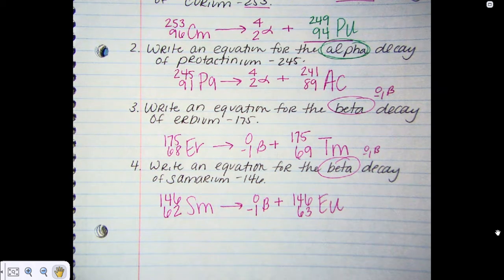Just a couple of details that you really need to make sure you watch and pay attention to. But nuclear decay equations, alpha and beta decay equations, really, really easy. Okay, hope that helps.